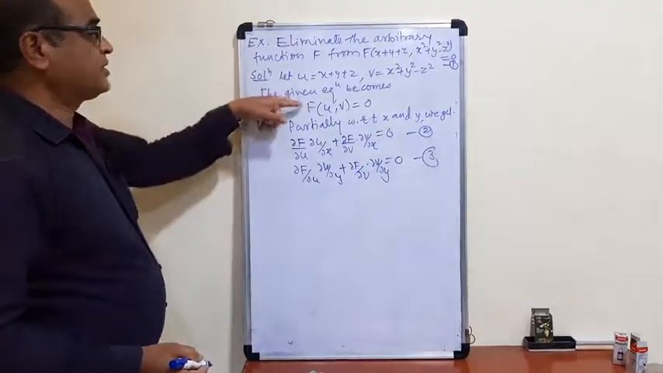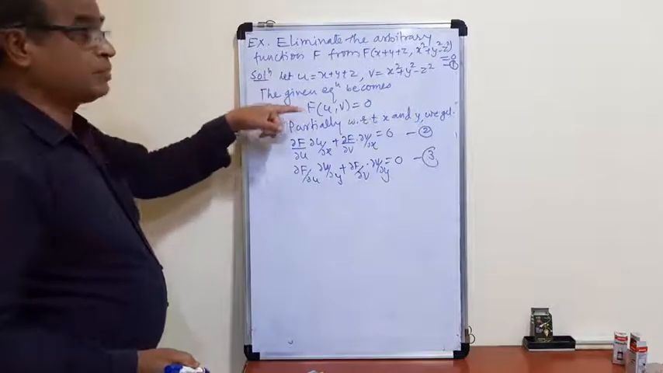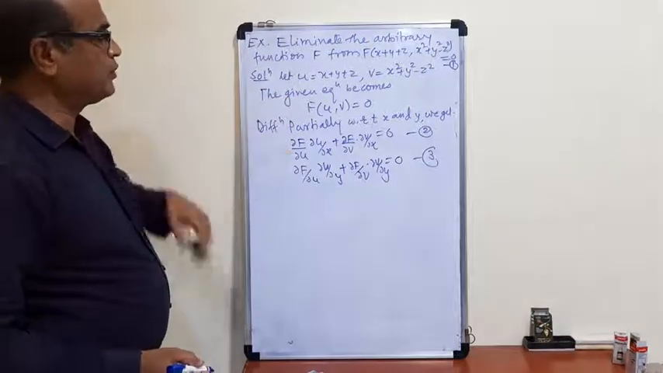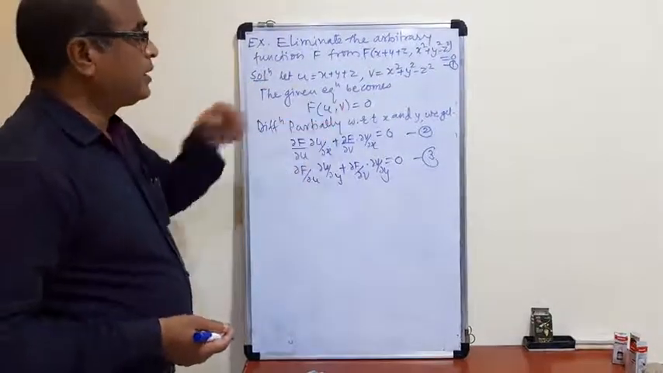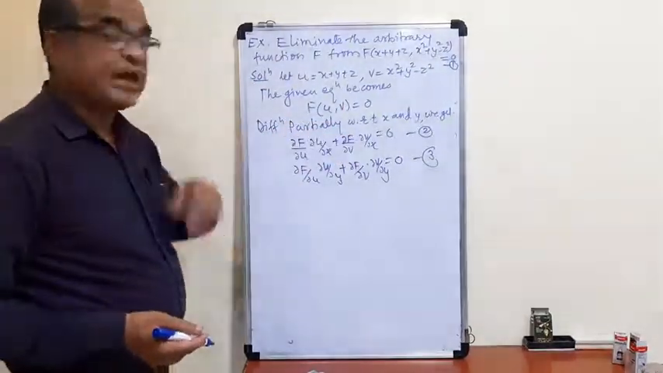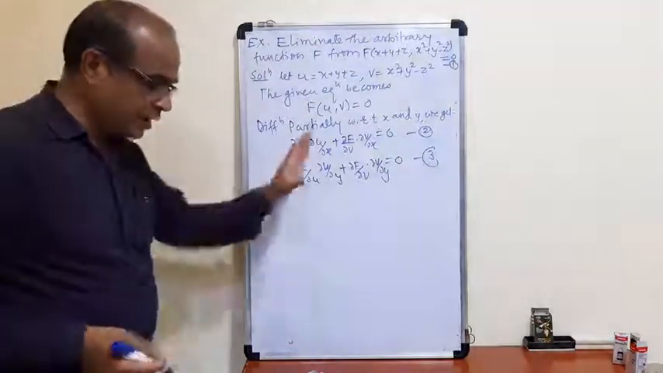Okay, so differentiate this with respect to x and y. So that is dou f by dou u and derivative of u with respect to x. So dou f by dou v and derivative of v with respect to x. So that is dou v by dou x and so on.